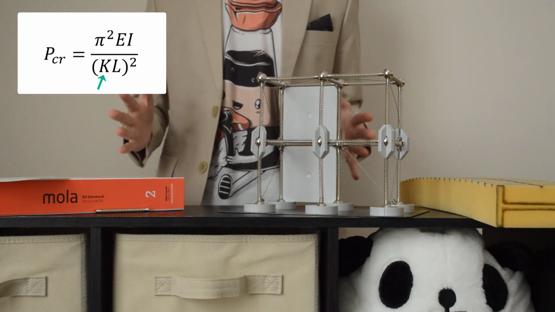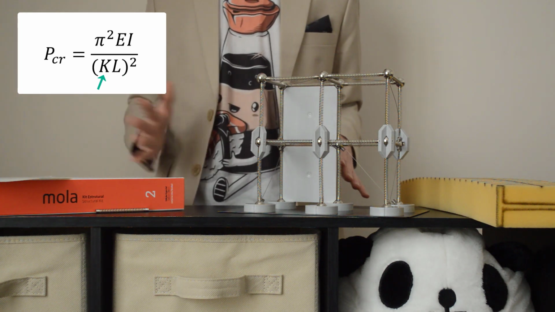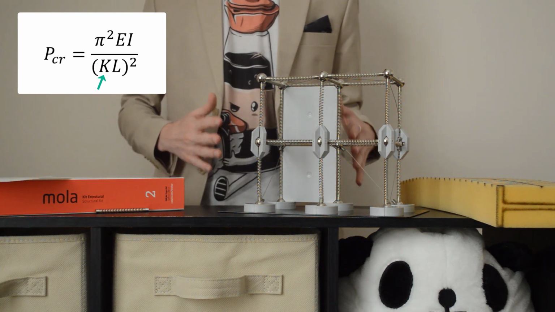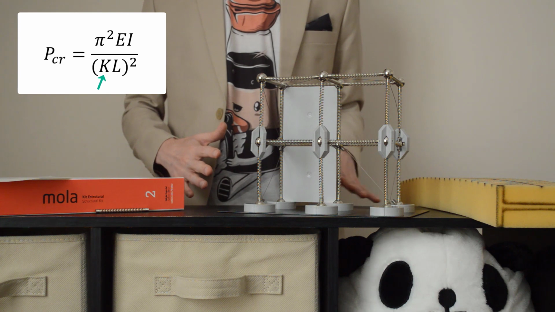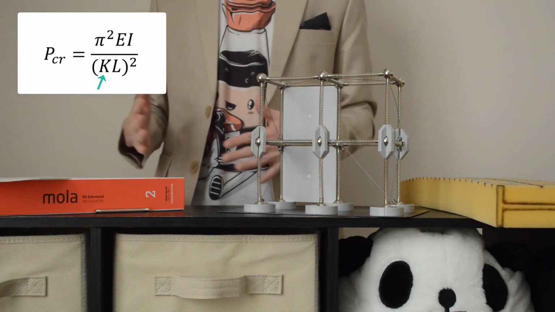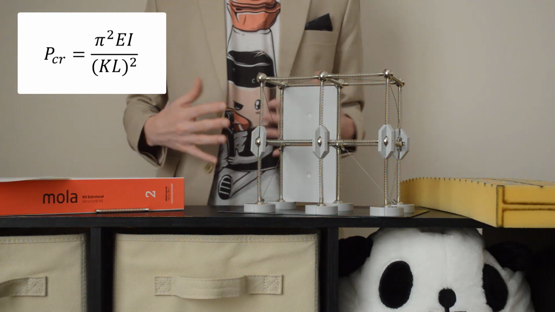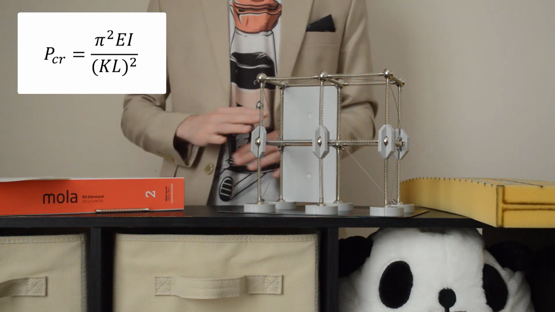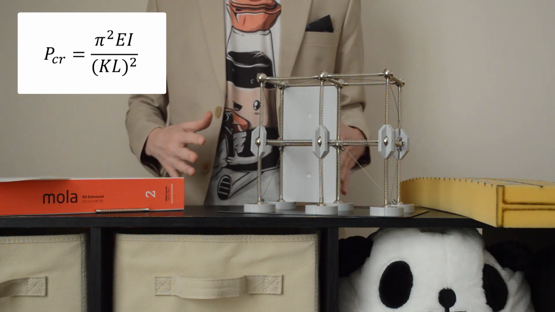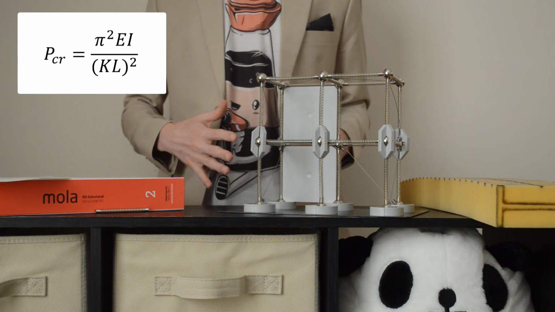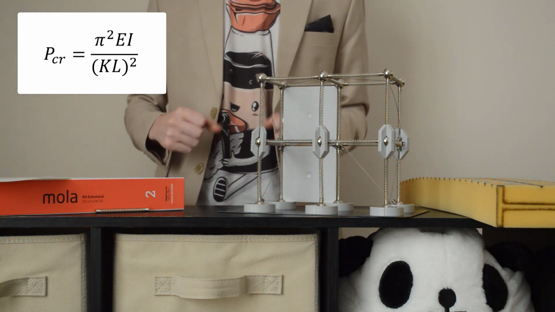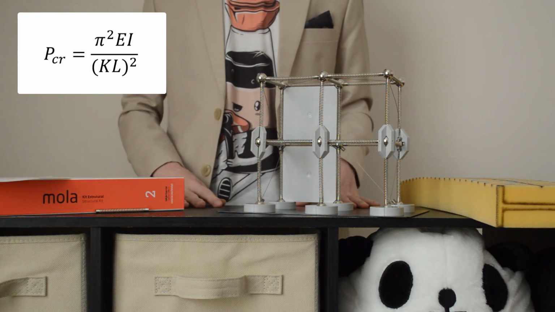Now recall that the K factor is a term used to modify that unsupported length of the column, depending on its boundary conditions, or in other words, whether the top and bottom of the column are pinned or fixed. And note again that these three variables did not show up at all in our tensile analysis. When we measure the capacity of a member in tension, we didn't care at all about its moment of inertia, its length, or its boundary conditions.